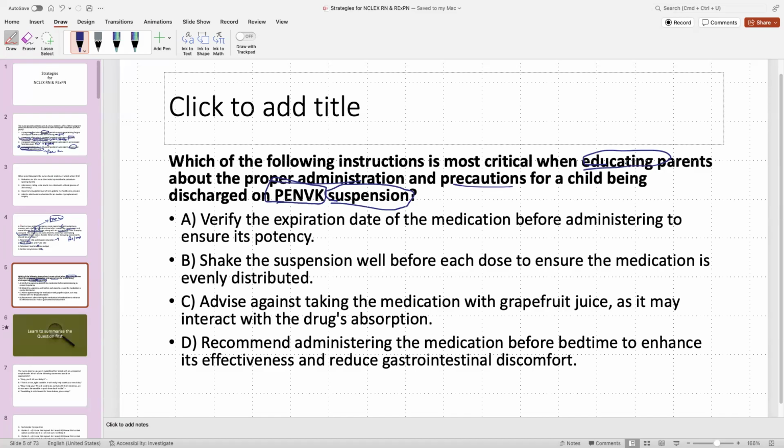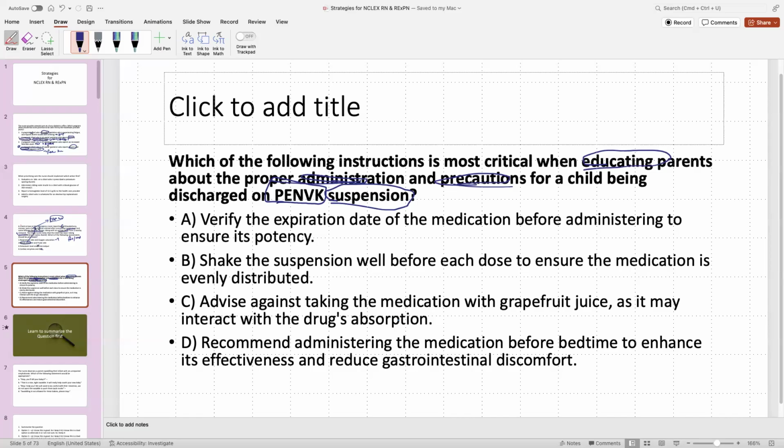It's about education on administration and precaution of a child who is getting discharged on PNVK suspension. In other words, the summary of the question is: which among the following 4 options is correct about this medication, PNVK suspension?